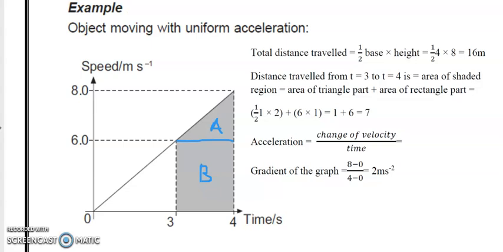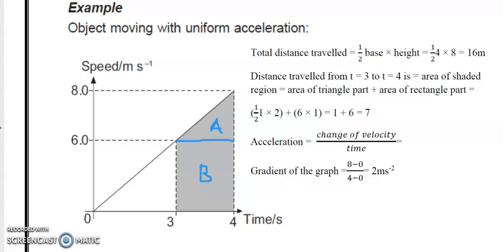So we've got a triangle there, and for this triangle, its base is 1 and its height is 2, because we're going from 6 to 8, so that's 2. So this is half 1 times 2, and then for this rectangle here, we have 1 for the length, and from 0 to 6, we've got 6 there. So it's 1 times 6. So the total area under this part here is equal to 1 plus 6, which is 7. That's the distance traveled in that interval, the area of this shaded region right here.